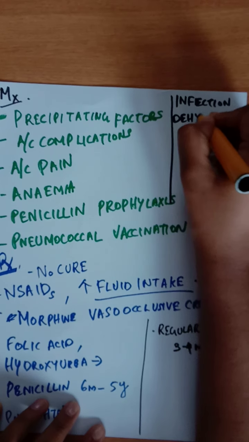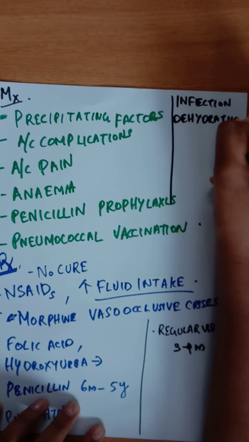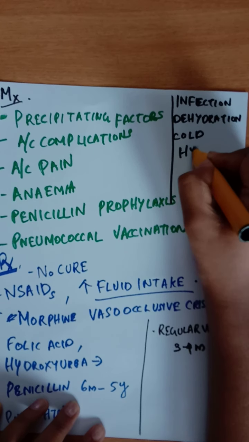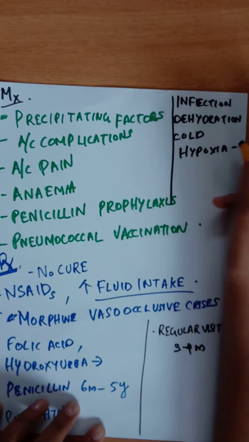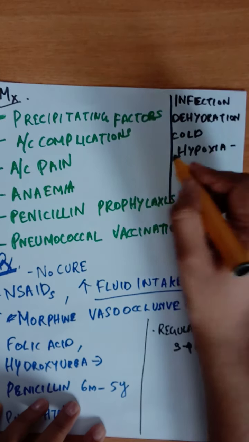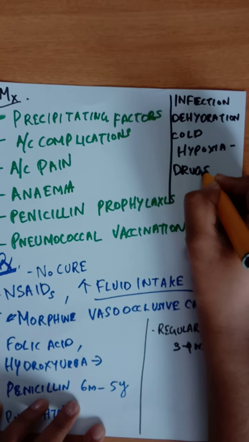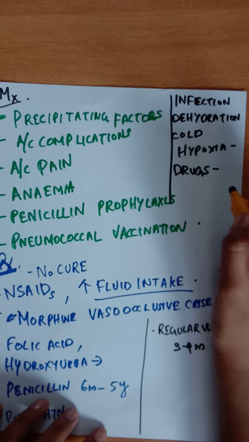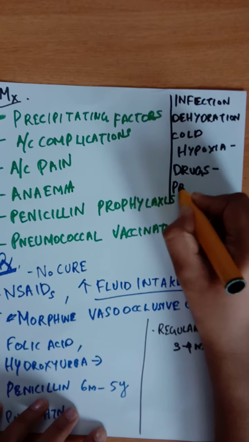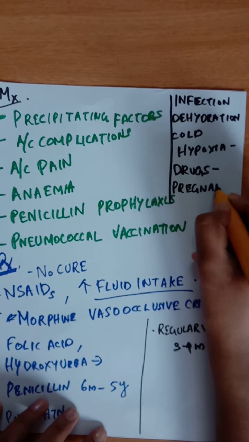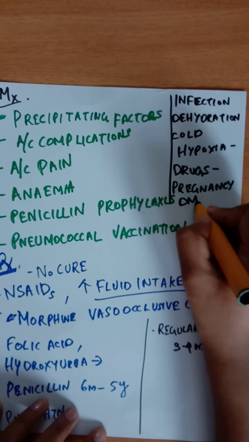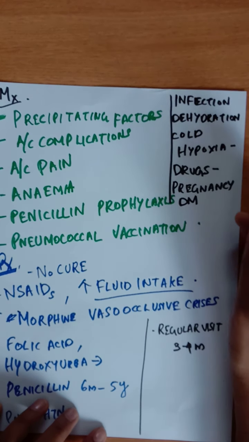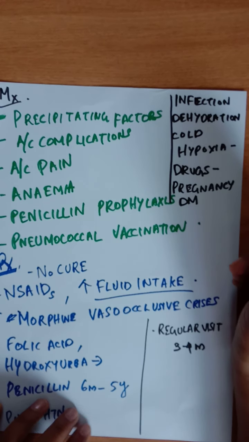dehydration, and cold, hypoxia like heavy exercise, high altitude, drugs like acetazolamide, hypertonic radiographic dyes, alcohol, then pregnancy, diabetes mellitus. Educate all patients to recognize signs of infection, increasing anemia, and organ failure.